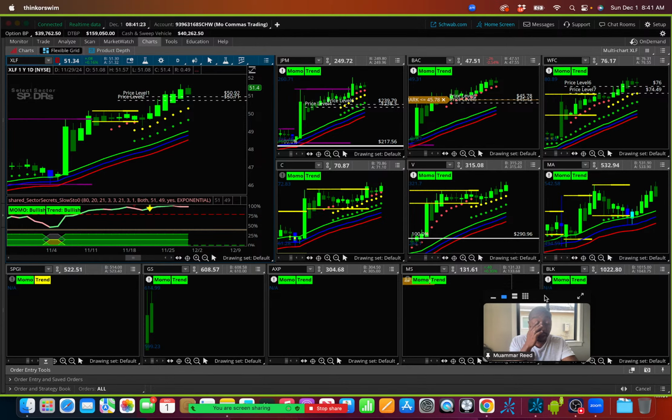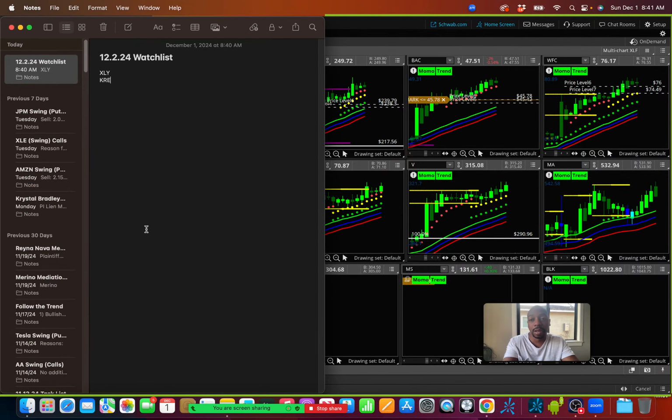It's been trending for the last 2 or 3 weeks. Consistently green candles going up. Look at that steady trend. This is the 34 EMA representation, 34. Like all of these are trending up. I really like the entire XLF sector.